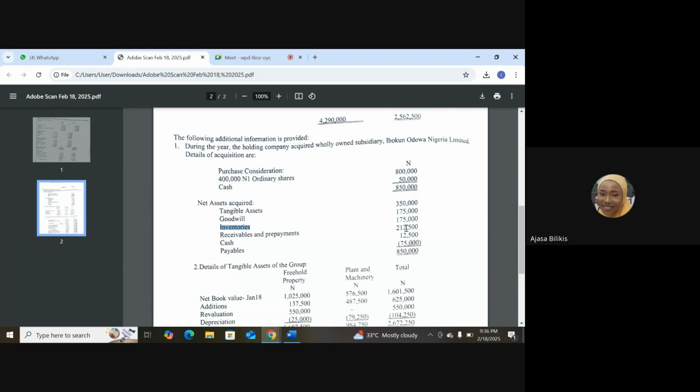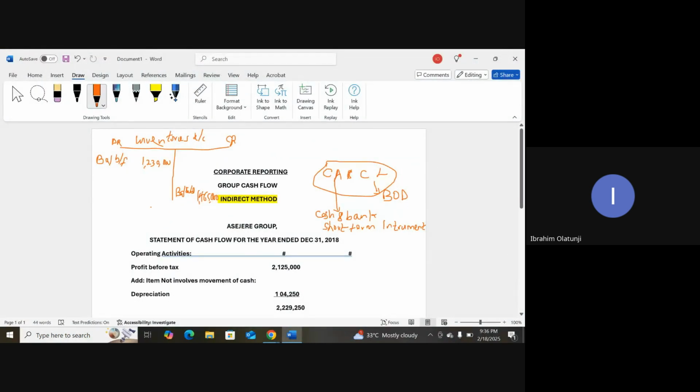175,000. That is subsidiary acquisition. You can say subsidiary so that you don't waste your space. 175,000.